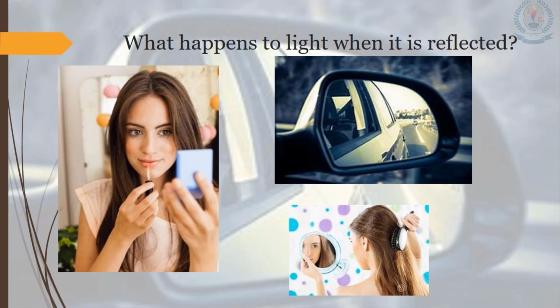What happens to light when it is reflected? Shine a torch on a mirror so that light is reflected onto the wall. Change the positions of the torch and observe how the reflection of light changes. As you know, light travels in a straight line. When it is reflected off a surface such as a mirror or an object, the path of light changes direction.